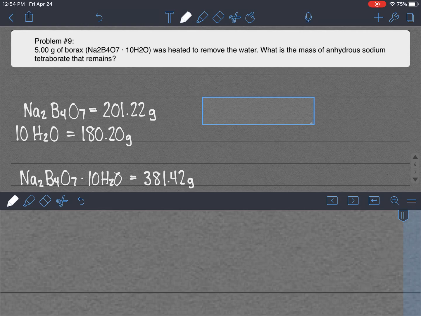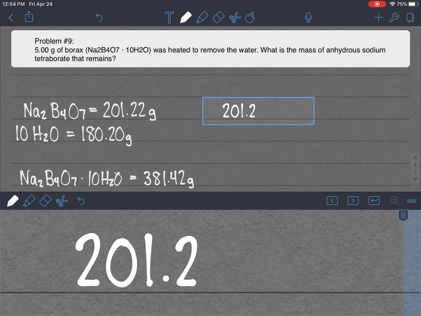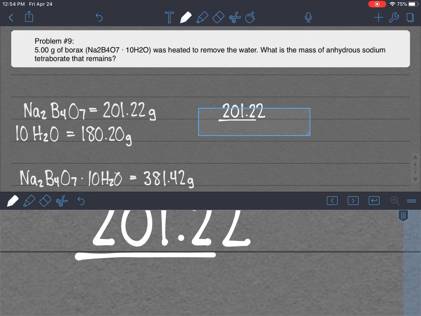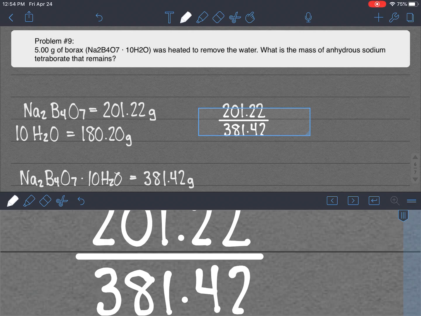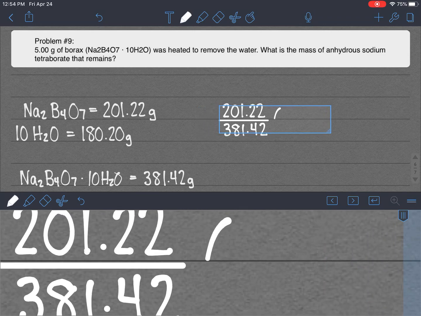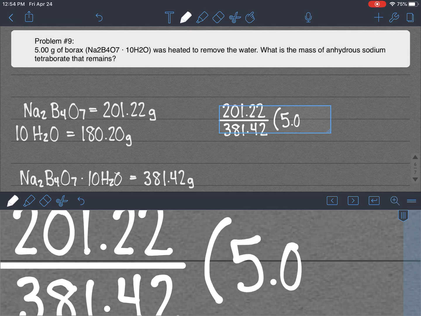All right, if I'm going to do the percent composition of anything, I'm going to take what I'm looking for over the total of the thing I'm studying, right? So in this case, the question is very specifically asking what is the mass of anhydrous sodium tetraborate that would actually remain. So I just want to work with the percent of sodium tetraborate in this whole complex. So I'm going to go ahead and take that and divide it by 381.42. And when I do that, that's going to give me the decimal, right? That's going to tell me what my percent is. I don't actually need to know what the percent is. What I need to know is how much of the 5 grams is corresponding to that. So I am just going to then multiply this whole thing times the mass of my sample.